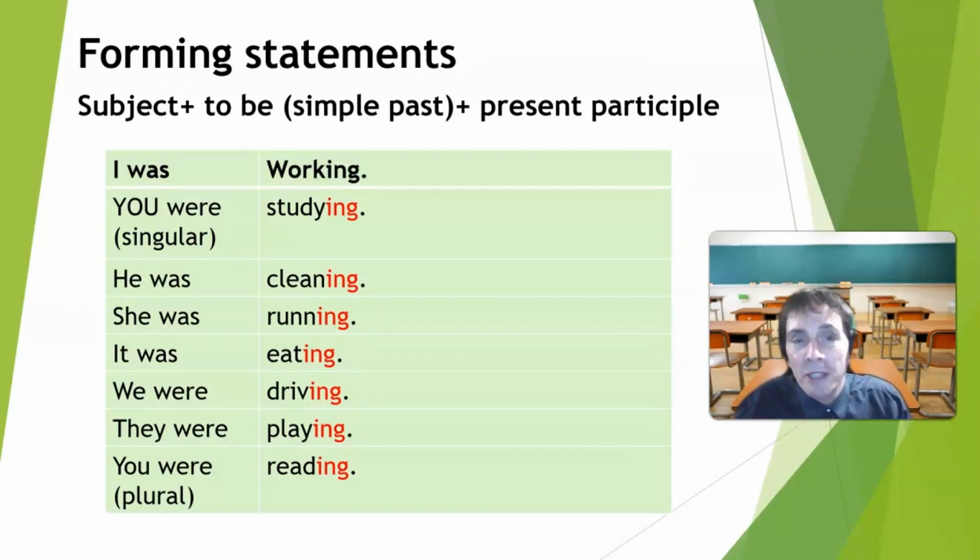So when you are forming statements in the past continuous, there's going to be several parts. So first of all, we're going to have a subject. We're going to have a form of to be that's going to be in the simple past. And then we are going to need a present participle. So let's take a look at these.